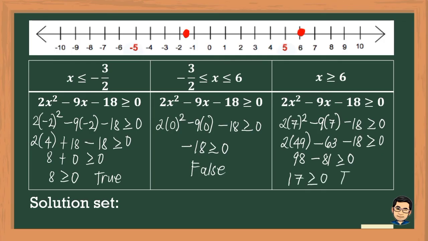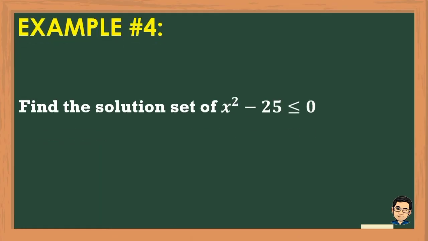This is true. So nag-true siya dun sa interval na x is less than or equal to negative 3 over 2, saka x is greater than or equal to 6. So yun po yung ating solution set. So sulat natin, x is less than or equal to negative 3 over 2, or x is greater than or equal to 6. So let's have the last example.